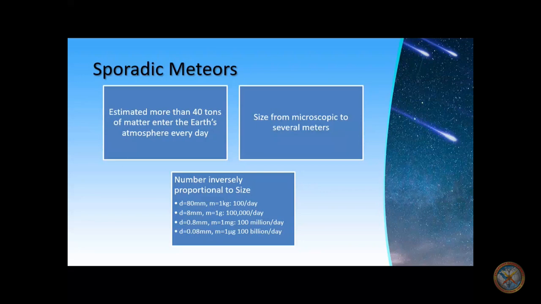Although I've read in The Guardian the other day that they are going to go onto cathedral roofs, because they are undisturbed for a long time, to see how many cosmic particles they can find on there. So maybe that will help. Anyway, the size ranges from microscopic, very small, to several meters in diameter. And the number is inversely proportional to the size, so the bigger the thing, the fewer of them there are.